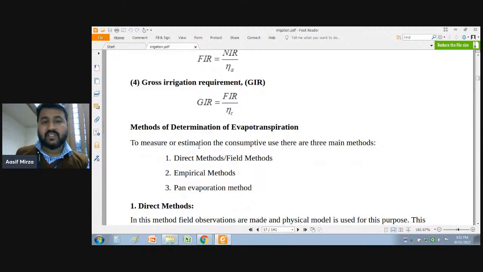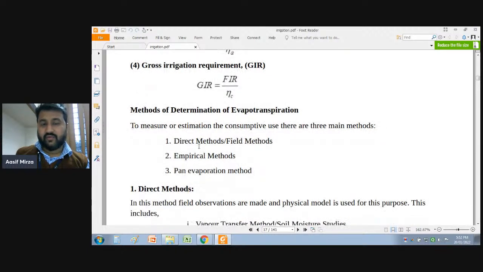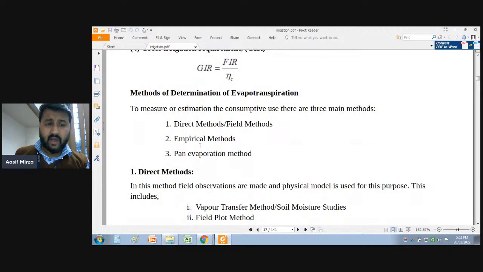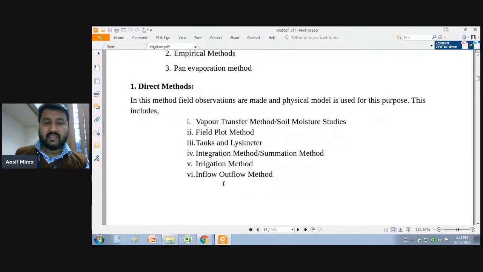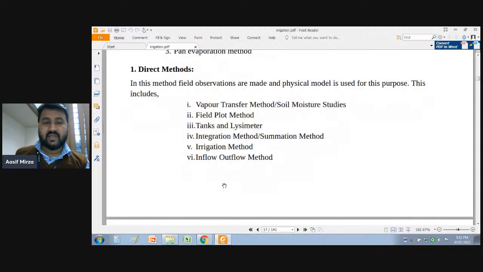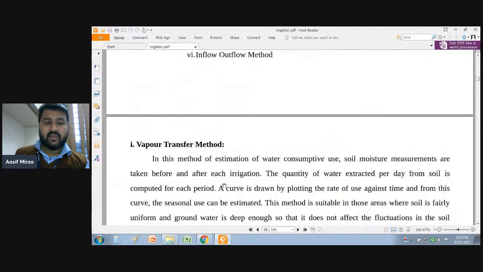Now, methods of determination of evapotranspiration. To measure or estimate the consumptive use, there are three main methods: direct method or field method, empirical methods, and pan evaporation method. Now, direct methods. In this method, field observations are made and a physical model is used for this purpose. This includes vapor transfer method, soil moisture studies, field plot method, tanks and lysimeter, integration method, summation method, irrigation method, and inflow outflow method. We will go one by one.